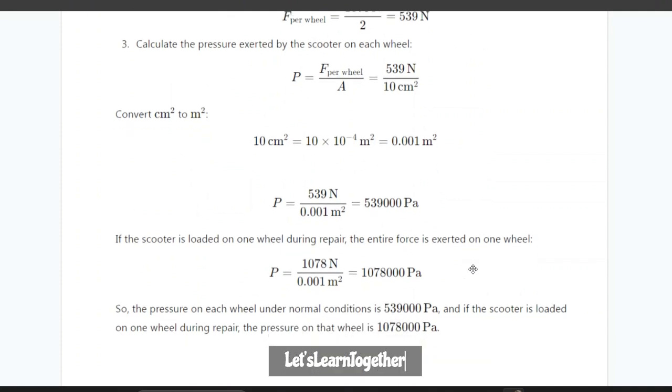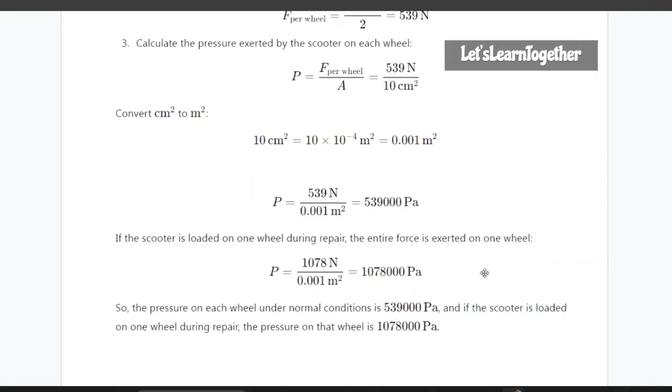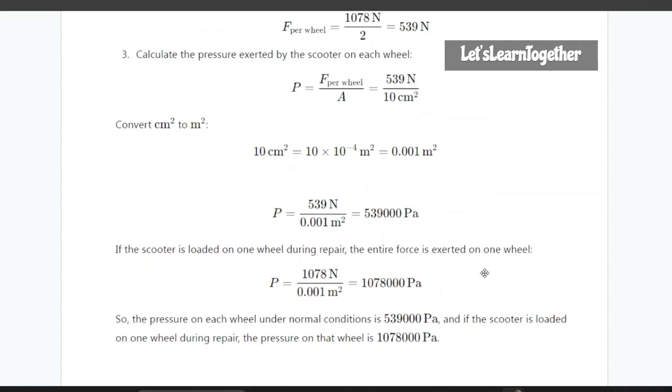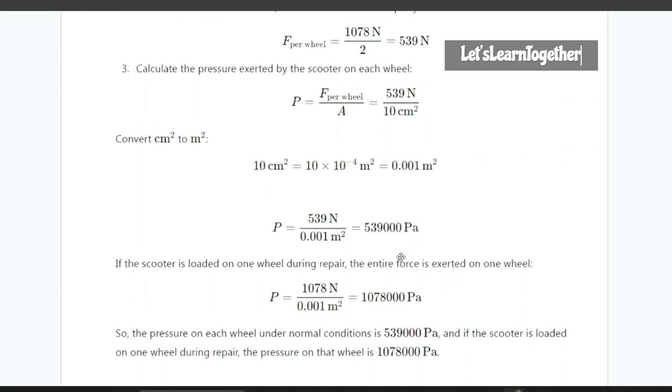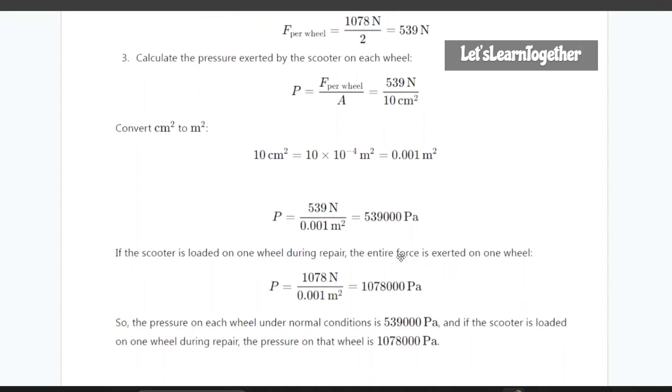Now, afterwards in the question, they told you that in case of repairing, when all the force of that scooter will only fall on one wheel, what will be the pressure over that wheel? So look, now the total weight of that scooter is falling on one wheel, not on two wheels, right? So we have to divide the total weight of the scooter by the surface area of this one wheel.